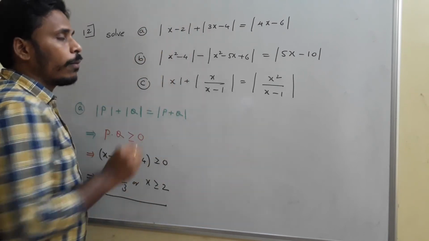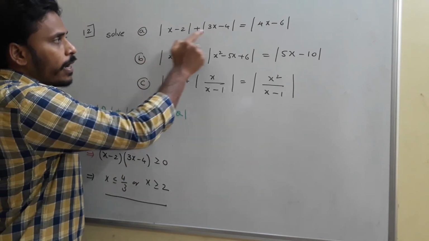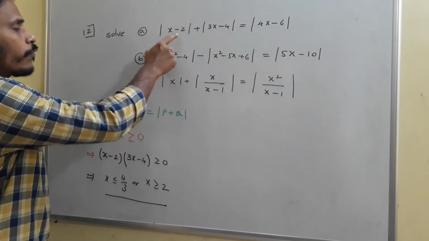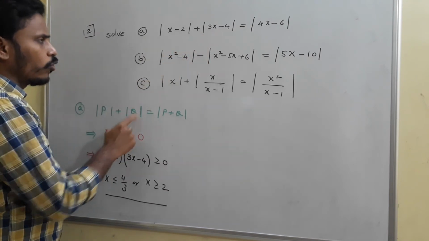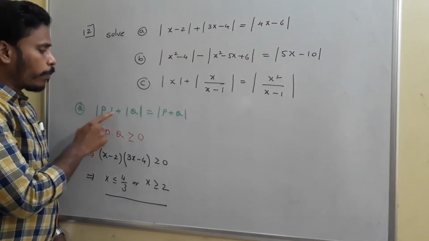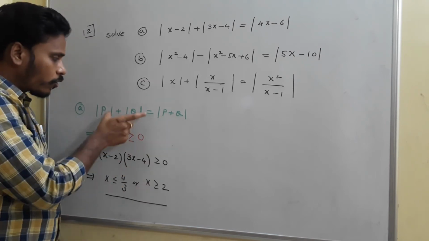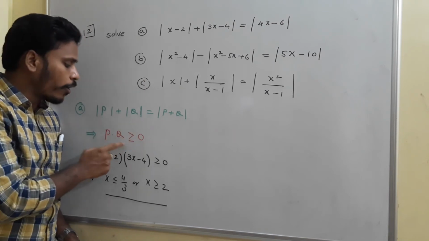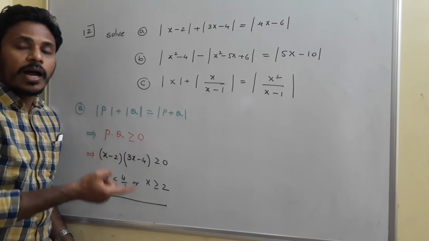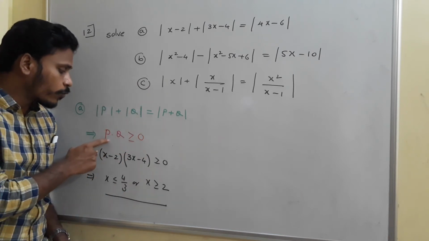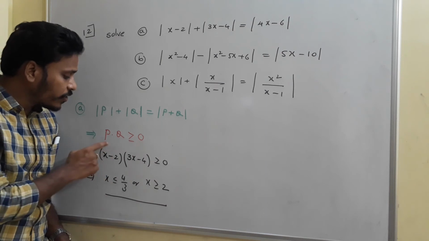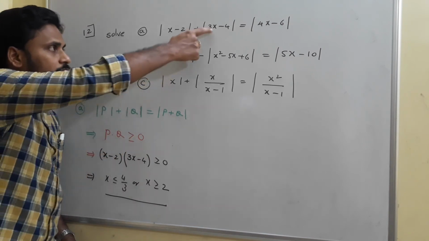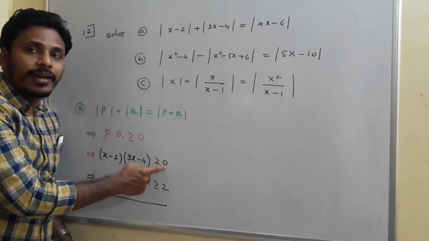But here in this problem, there is a beautiful observation: this x − 2 and this 3x − 4, if you add, you will get 4x − 6. So suppose you take the first as p and the second as q, then this is p + q. So |p| + |q| = |p + q|. The given problem is in this format. And this is true only if the product pq is greater than or equal to 0, which I already mentioned in the previous point. Since p is simply x − 2 and q is 3x − 4, this product is greater than or equal to 0.